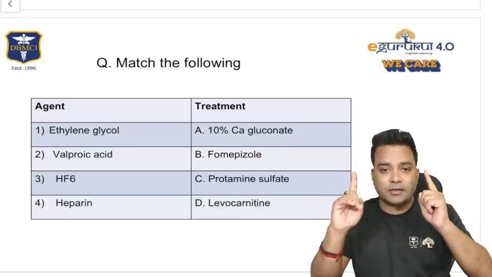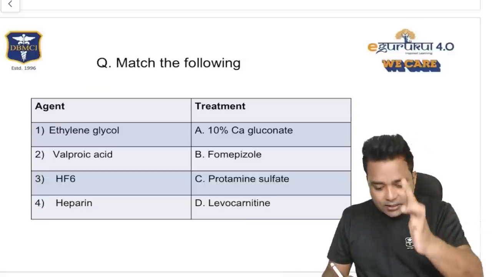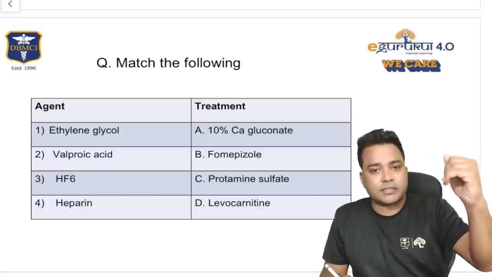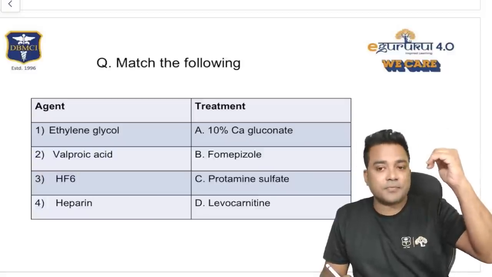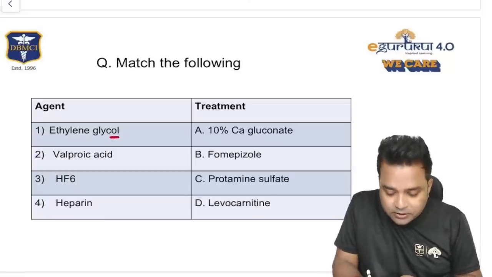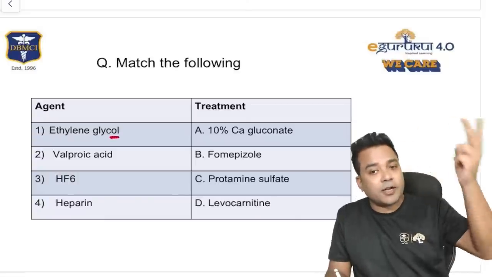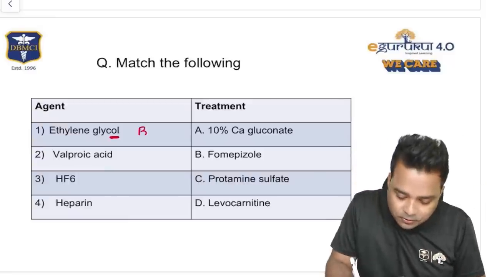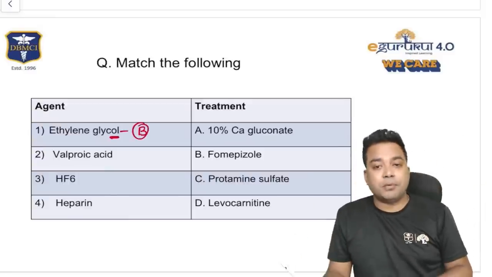If I remember this fact, what I will recall is that ethylene glycol metabolism can be inhibited by giving an inhibitor of the first enzyme. What is the first enzyme? Alcohol dehydrogenase, because all alcohol groups have to be metabolized. So, kya lagta hai? Alcohol dehydrogenase. So, give the inhibitor of alcohol dehydrogenase. That is fomepizole. One will match with B.